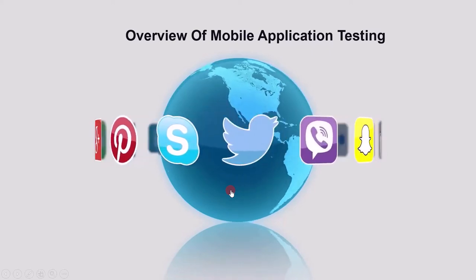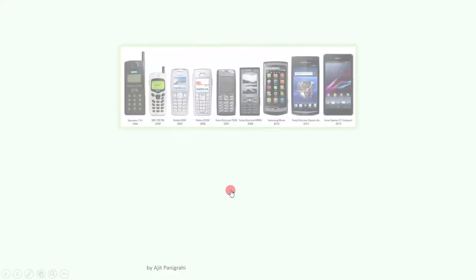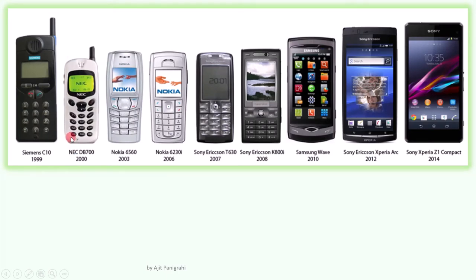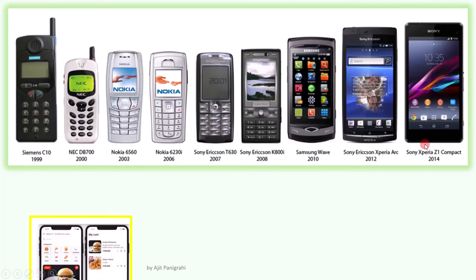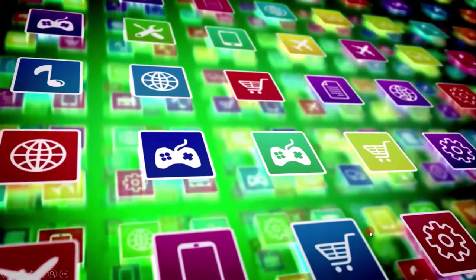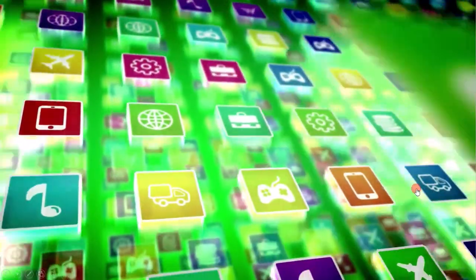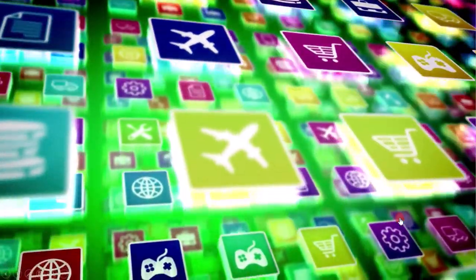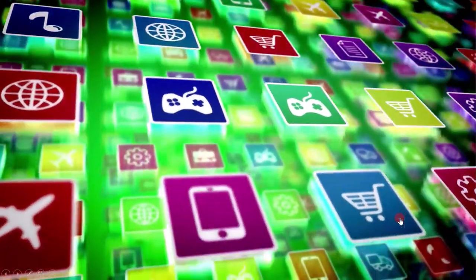Now let's see the last topic of this lecture. Overview of mobile application testing. As we know, today mobile phones have evolved from simple communication devices to a gadget that can basically do everything. Whether it be ordering food, availing a cab service, booking movie tickets, or simply looking for directions, it can all be done using a mobile phone. This is only possible due to the wonderful world of mobile applications. Mobile application testing is the process every application developed for handheld devices has to go through.